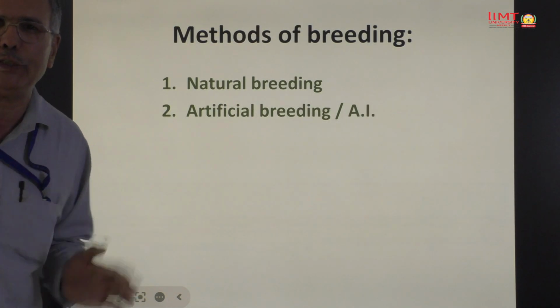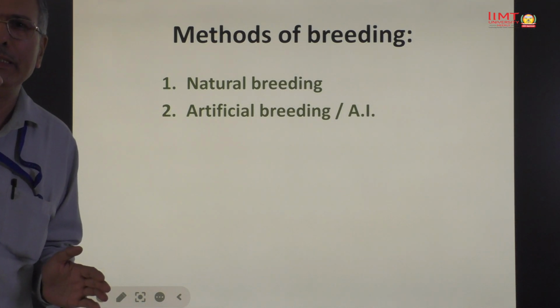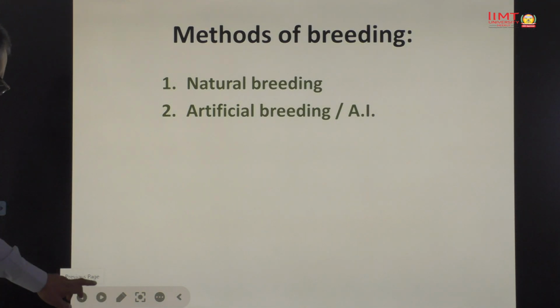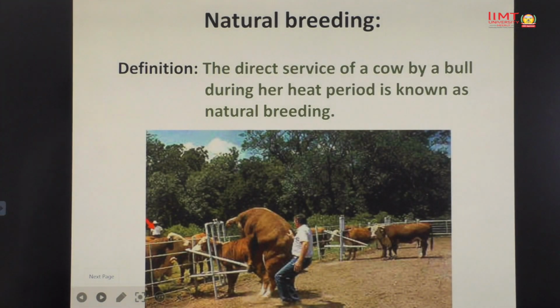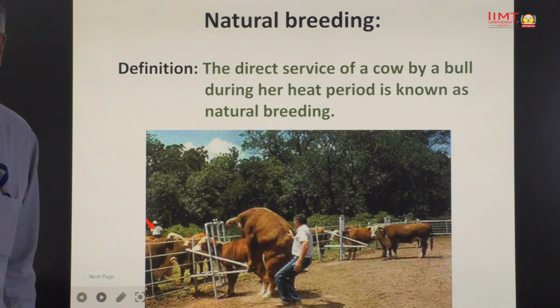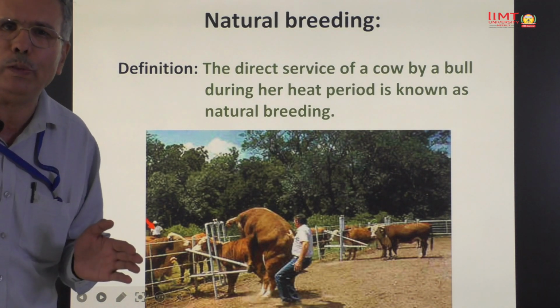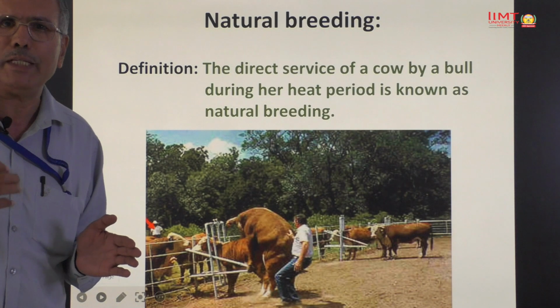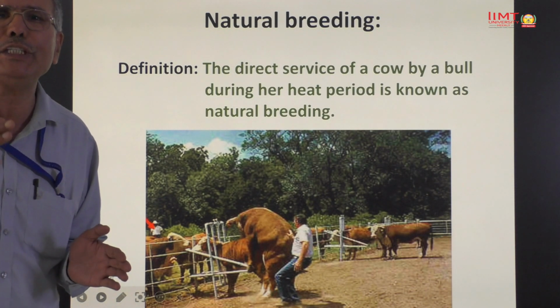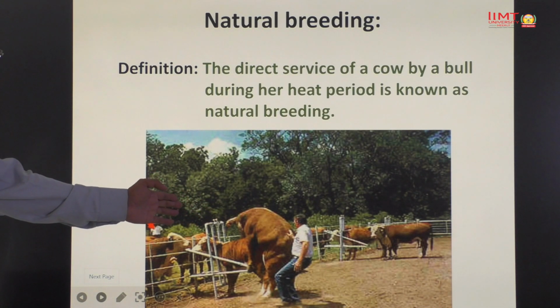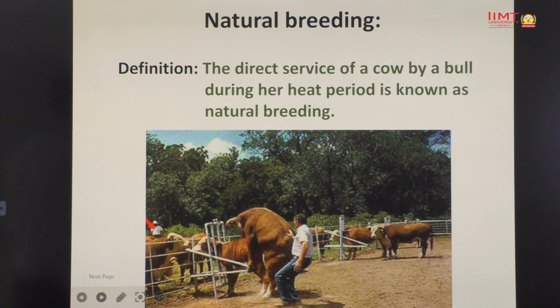There are two methods of animal breeding. Number one, natural breeding. Number two, artificial breeding or artificial insemination. What is natural breeding? What is the definition of natural breeding? The direct service of a bull to a cow during her heat period is known as natural service. For this example, here bull is giving the direct service to a cow, and this act is known as natural breeding.